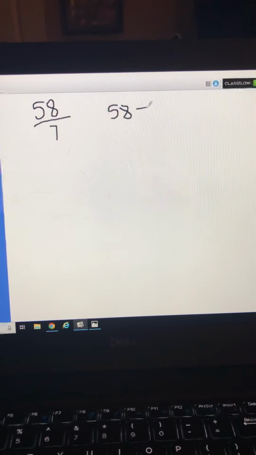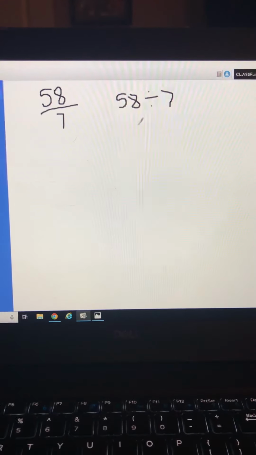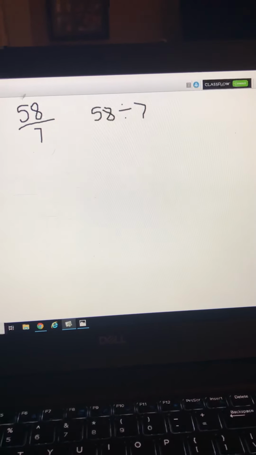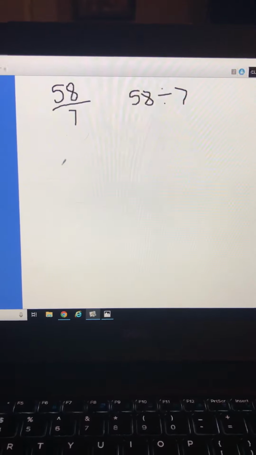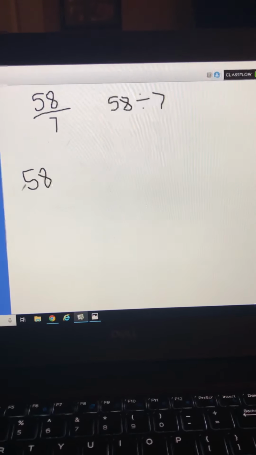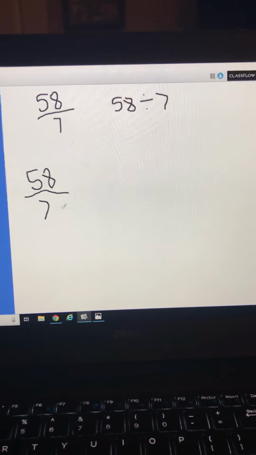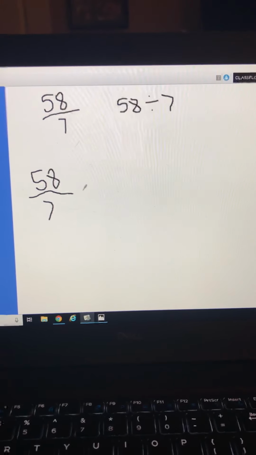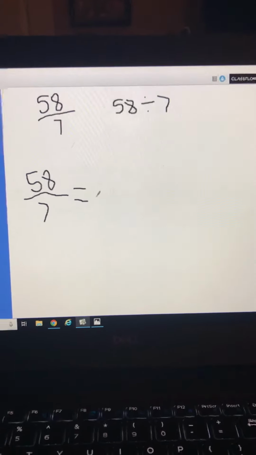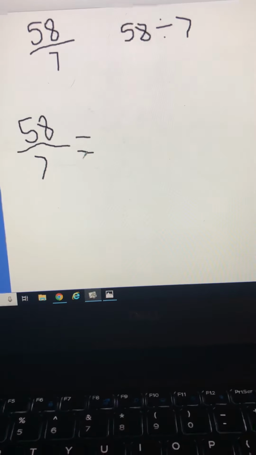58 divided by 7. Yes, we can do long division, but I want you to think about simplifying this improper fraction right here to a mixed number. So we're going to start with 58 divided by 7. Right here I have 58 total parts. So in my mixed number, I want 58 total parts, but I realize my mixed number is going to have a whole, so therefore some of the parts are going to be a whole.